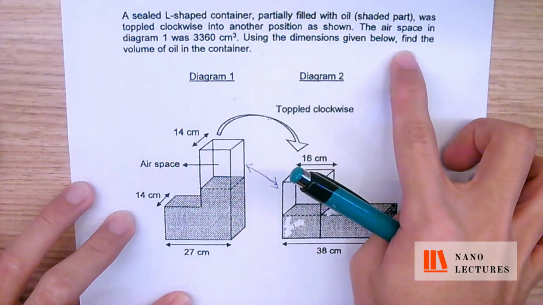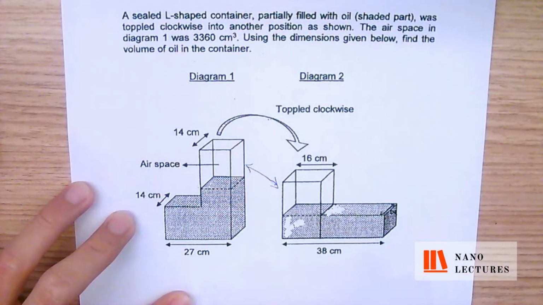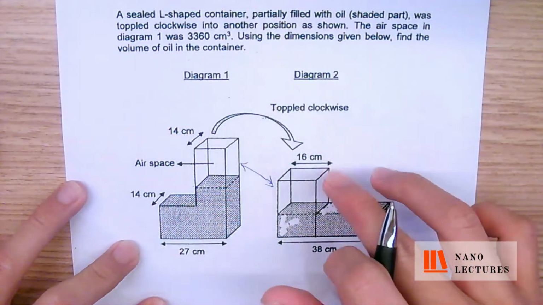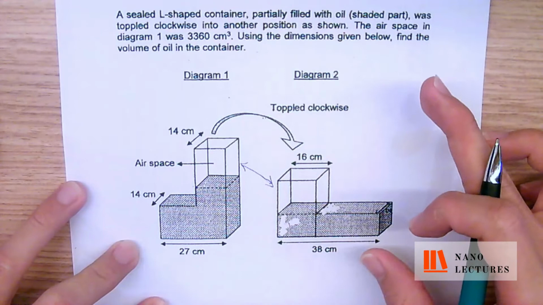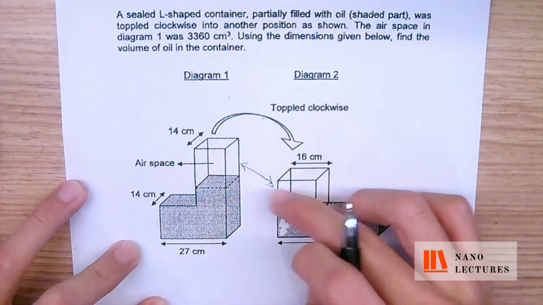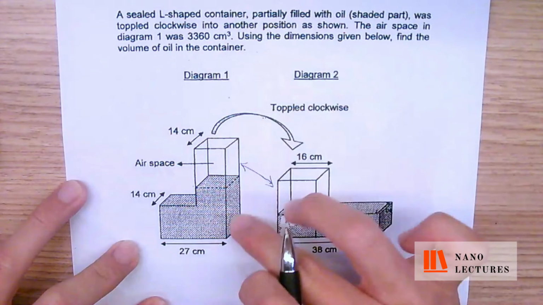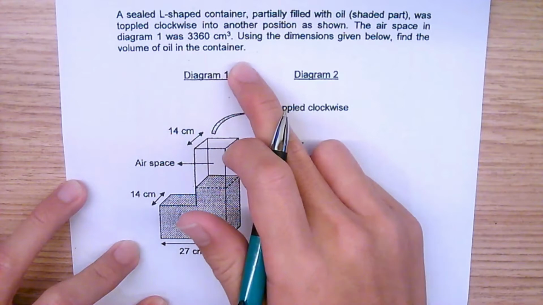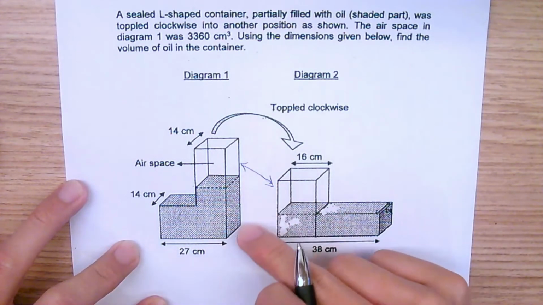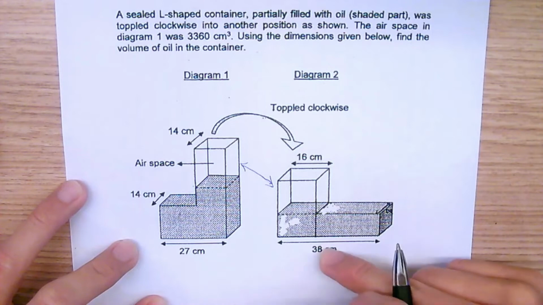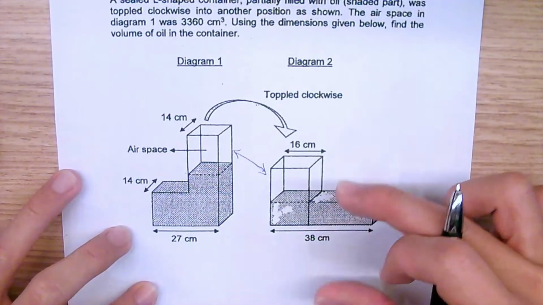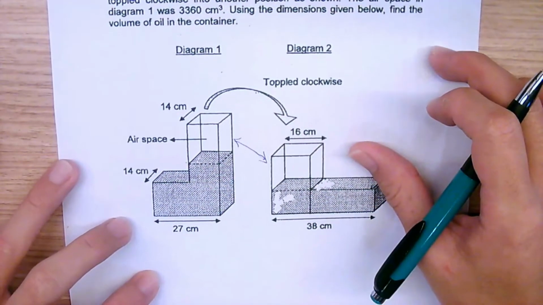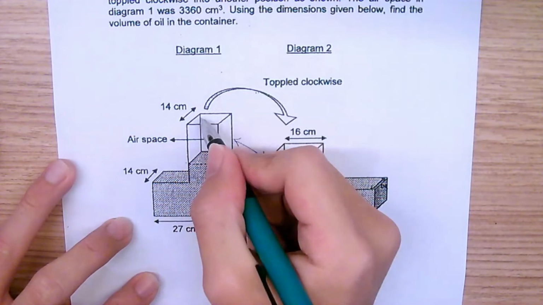They said using the dimensions given below, find the volume of oil in the container. This is one of those difficult questions, where the information here and the information here does not directly give you the answer, or it makes it very difficult for you to directly come up with a strategy. In a case like this, what do you need to do? The next part is to find out as much information as you can first, and then use the information that you find out together with the information given to come up with the answer. Now from here you realize that this one is 14 cm.